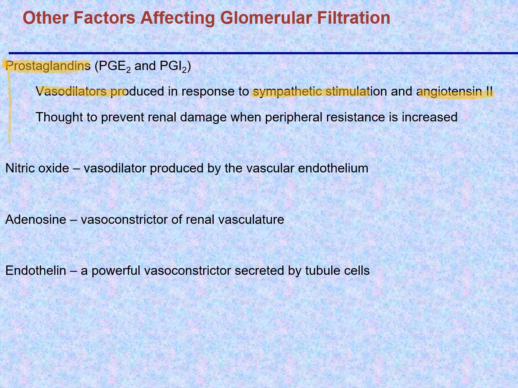I don't want to get into too much detail about these, but you should be aware of them. Nitric oxide is a molecule that can cause vasodilation. It's produced in the vascular endothelium and has a localized vasodilatory effect. Adenosine has a vasoconstrictory effect, and another molecule called endothelin has a vasoconstrictory effect. These are other factors that have effects on GFR by changing blood vessel diameter and therefore pressure. Prostaglandin, nitric oxide, adenosine, and endothelin.